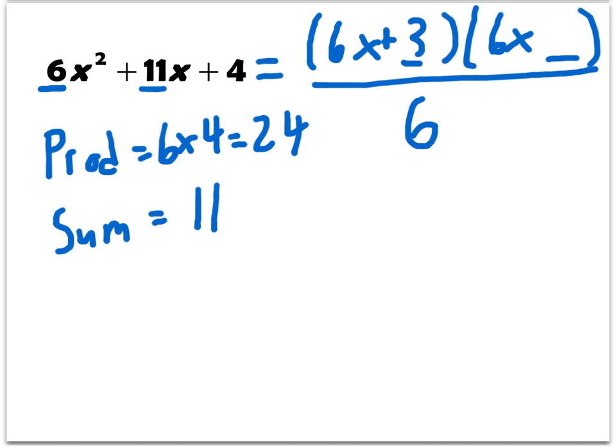Okay? So I think two numbers whose product is 24 and sum is 11. Well, how about a 3 and an 8? Okay, that does the job. Now let's try to simplify this a little bit more.